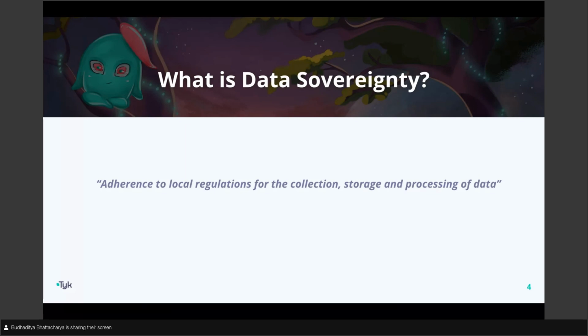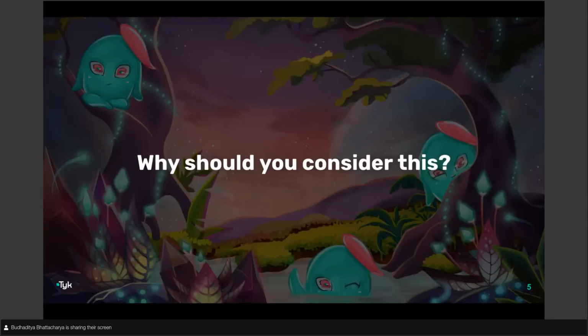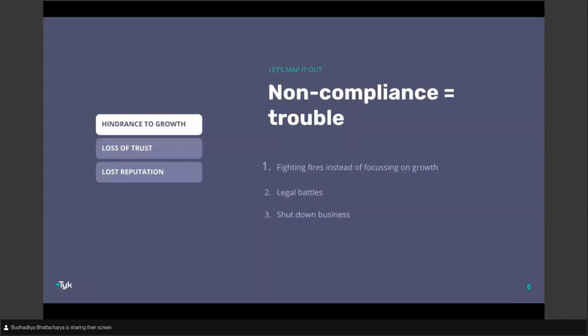Next up, why is it that this is something you should consider, or why is this important for you? So of course, it is a compliance matter, and therefore it's essentially looking at regulations and things that are in place. Non-compliance to certain things like these, non-compliance to data sovereignty rules, essentially could lead to trouble.